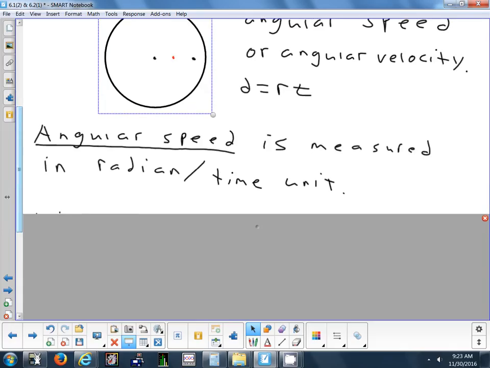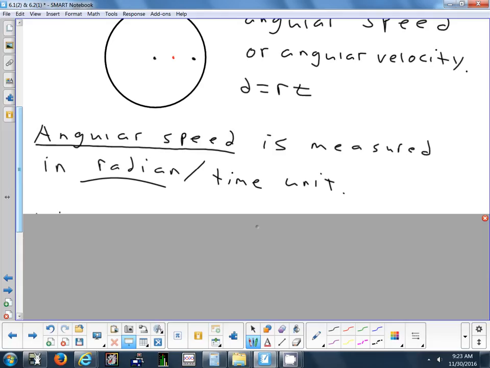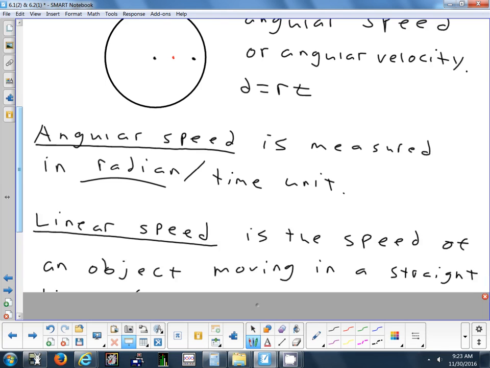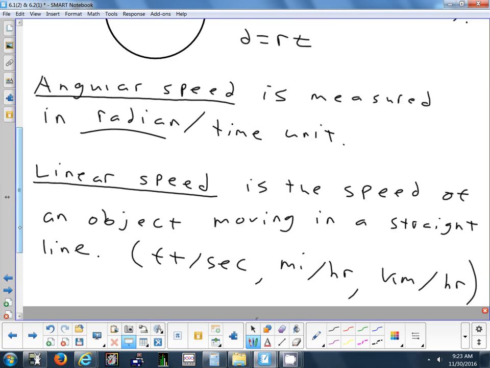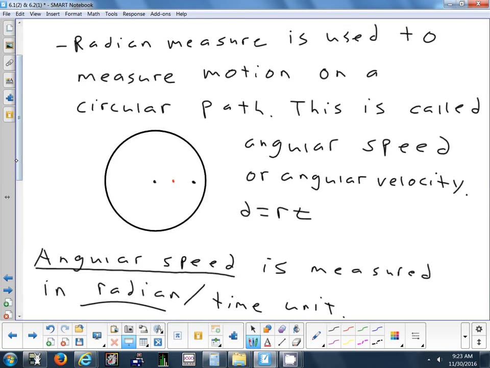Okay, so angular speed, as I said, the default is to always measure it in radians per time unit. Probably not what you're used to. You're probably used to revolutions per minute, or revolutions per time unit. Okay, but we are going to practice a little with radians. And just to compare that to linear speed, that's the speed of an object moving in a straight line. Okay, and that we measure in miles per hour, feet per second, kilometers per hour if you're anywhere but the US. So angular speed and velocity is the same thing? Angular speed, angular velocity is the same thing. Okay. Yep. Angular speed or angular velocity. Same thing.